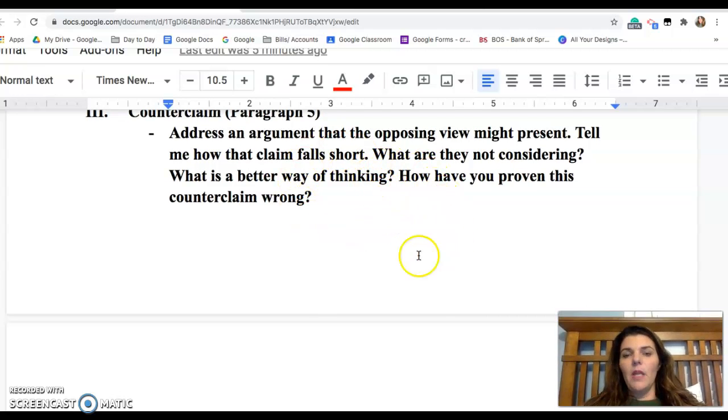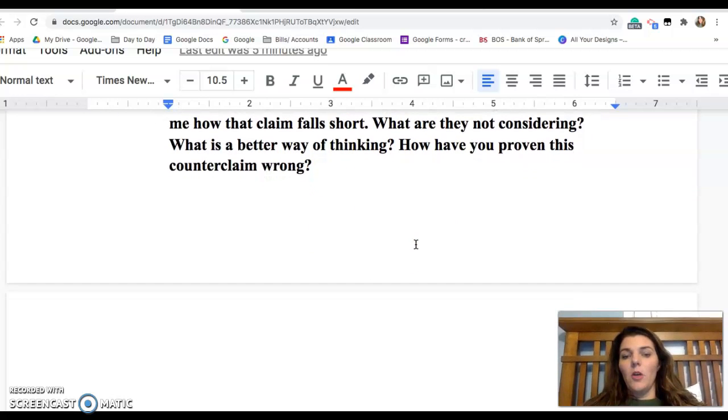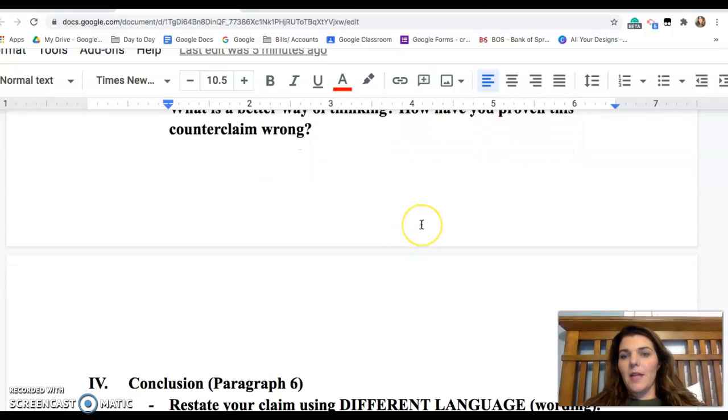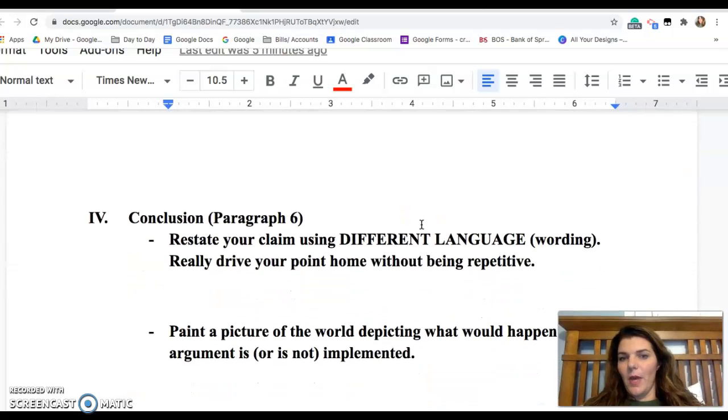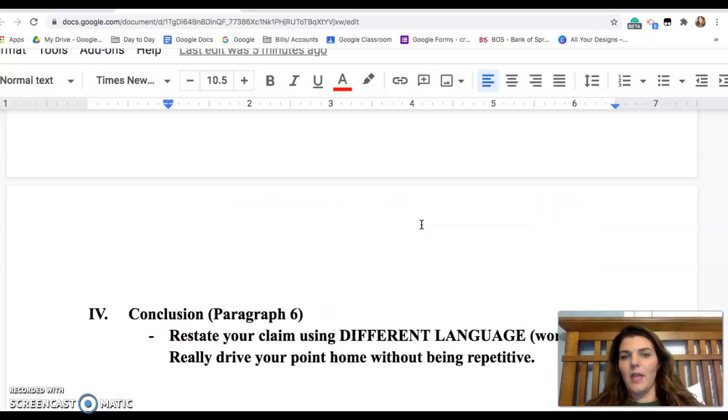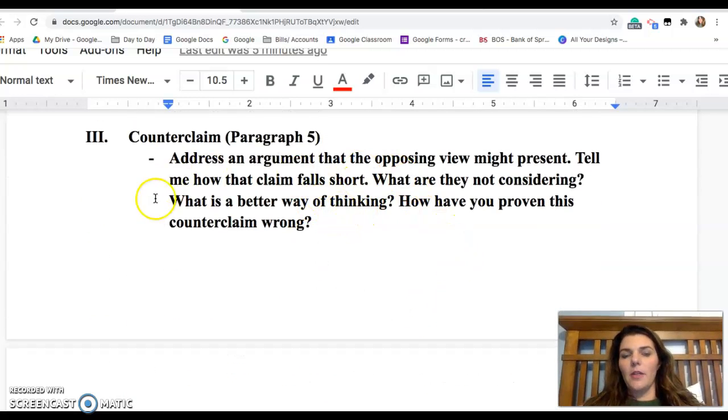So, and then have you proven this wrong? They are thinking just because it's not causing them to be criminals that it's okay. That's surely not the case. So that's how you take a counterclaim. You take the other side's argument and tell me why that's wrong.